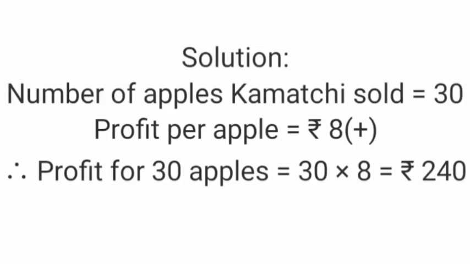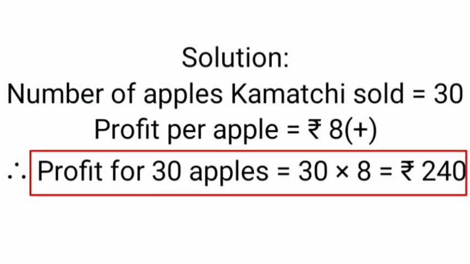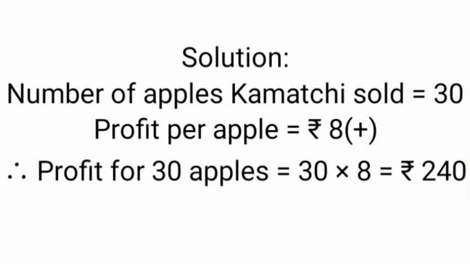Let's see how to solve this problem. The number of apples Kamachi sold is equal to 30. Profit per apple is rupees 8. Therefore, profit for 30 apples is equal to 30 into 8, which is equal to rupees 240. To get the total profit of 30 apples, we should multiply 30 by 8. So 30 into 8 is equal to 240. So the net profit for 30 apples is equal to rupees 240.